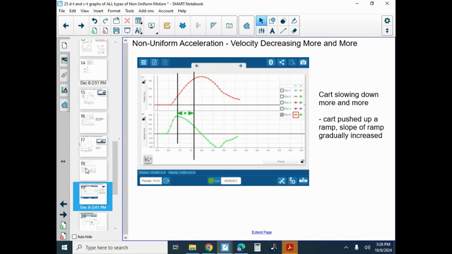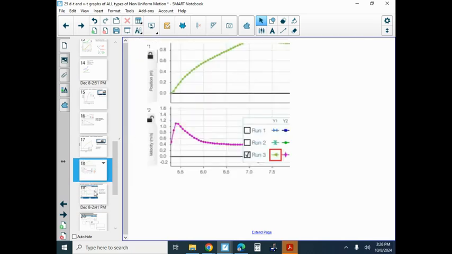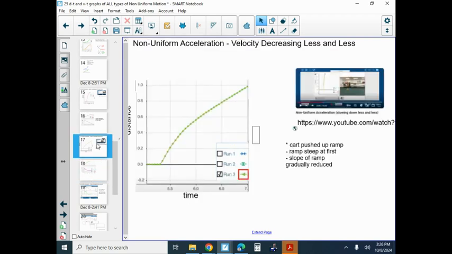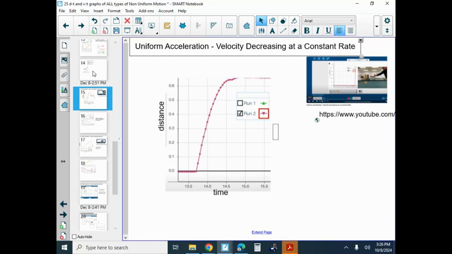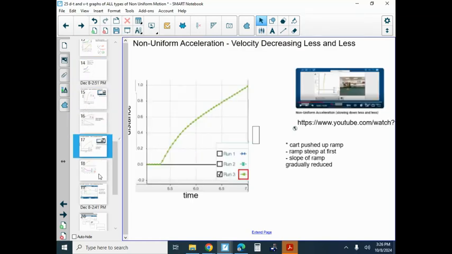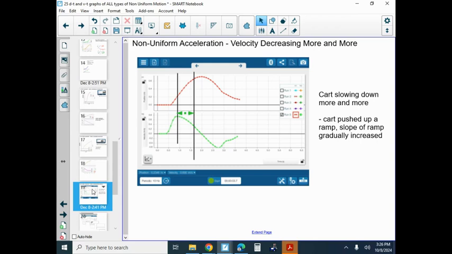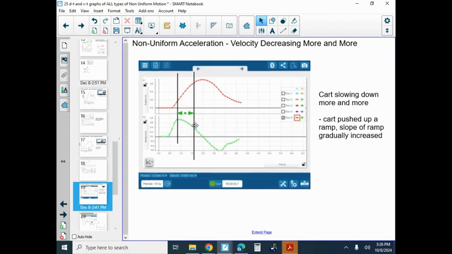This one was decreasing more and more. Do I have a video for that one? I don't seem to have that one linked. Decreasing more and more. I just have the result showing there, I guess. So if velocity was decreasing, or say we're going up a ramp, and then the slope of the ramp increased more and more, it's going to make it slow down faster and faster. That's what things would look like. And that's sort of the highlighted section between the black lines there.